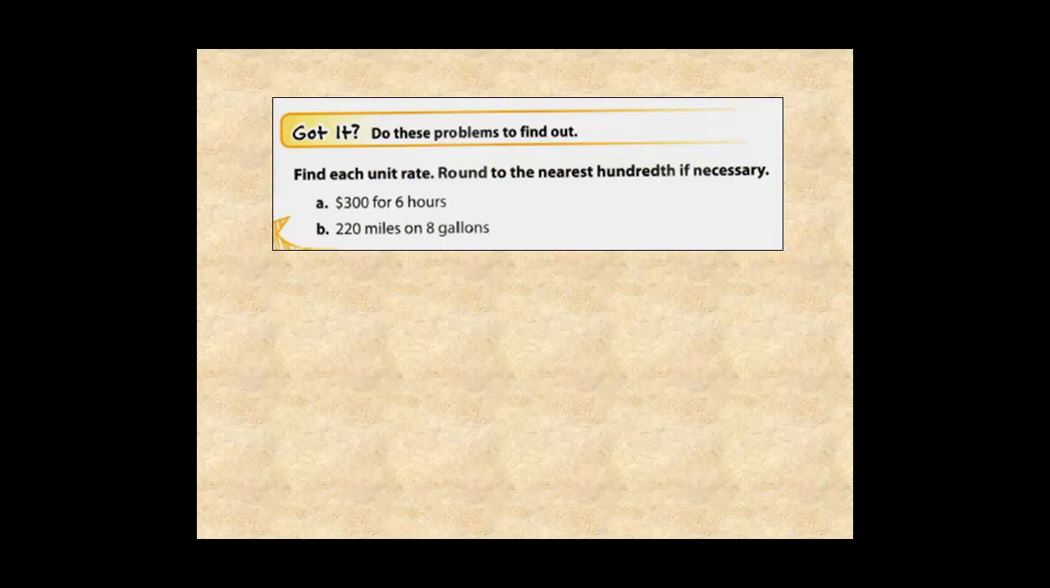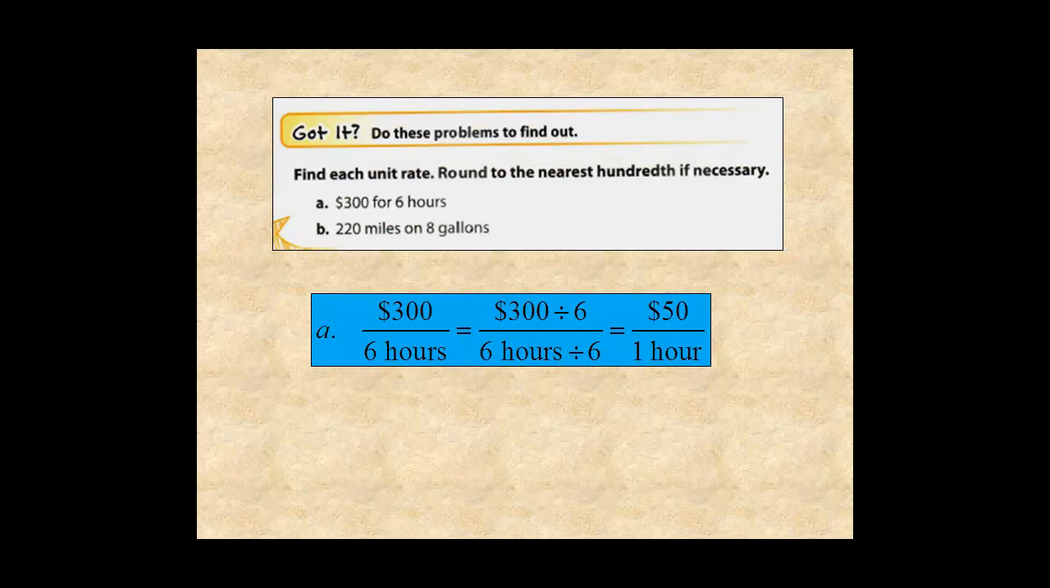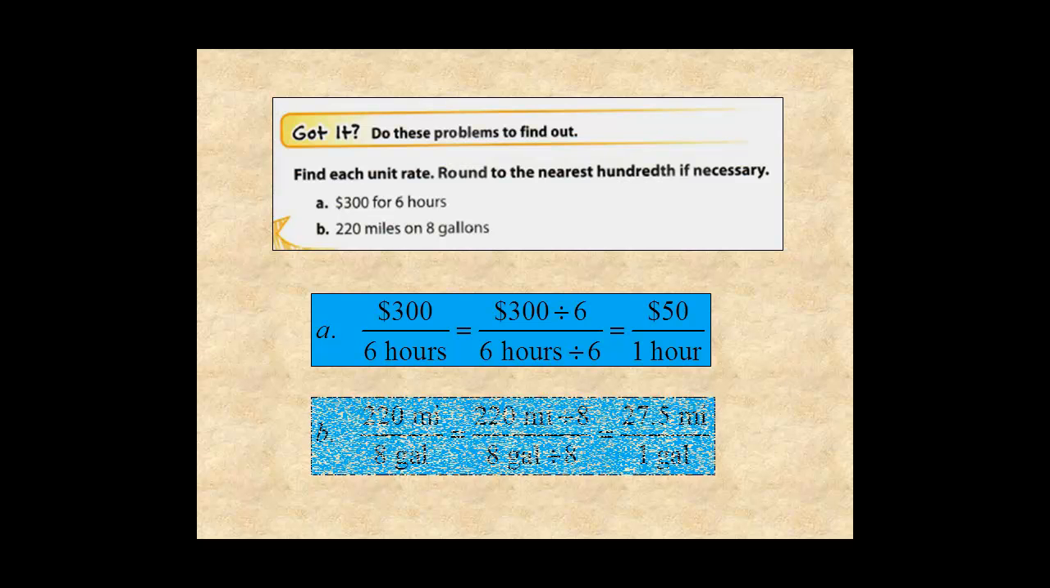$300 in 6 hours is $50 in 1 hour. 220 miles on 8 gallons is 27.5 miles on 1 gallon.